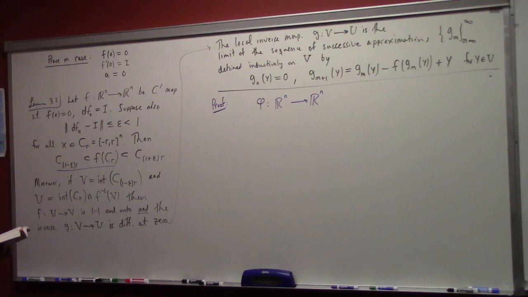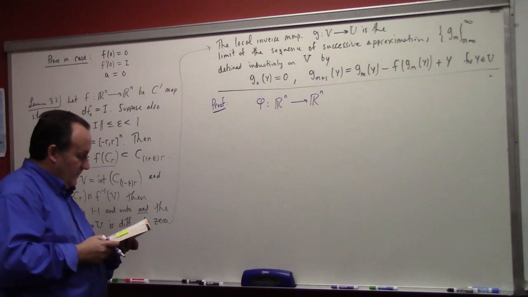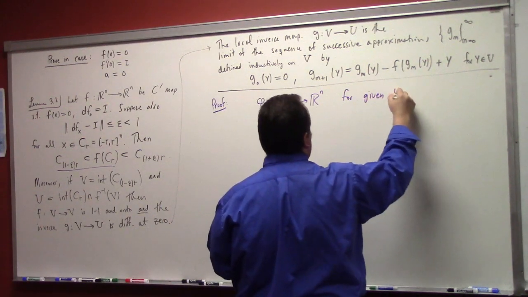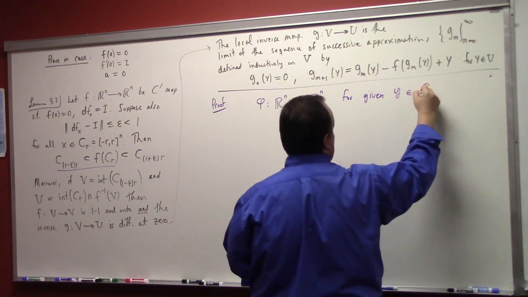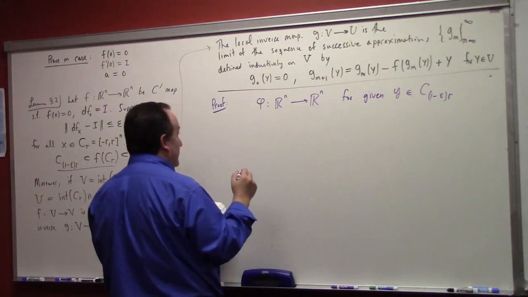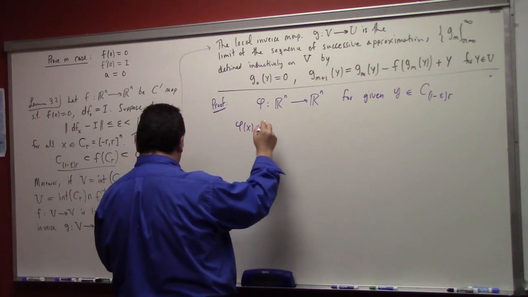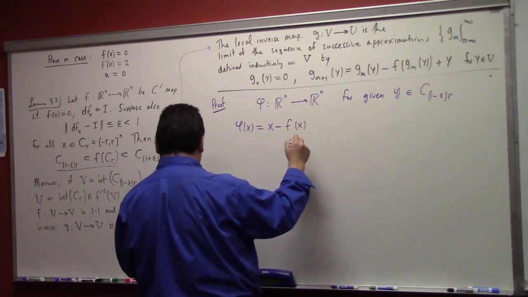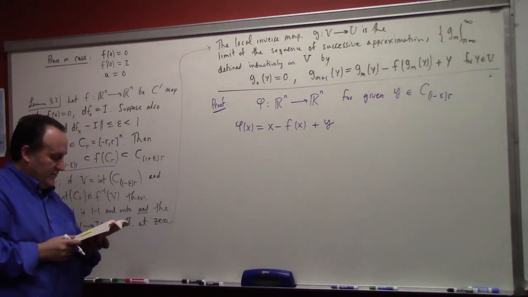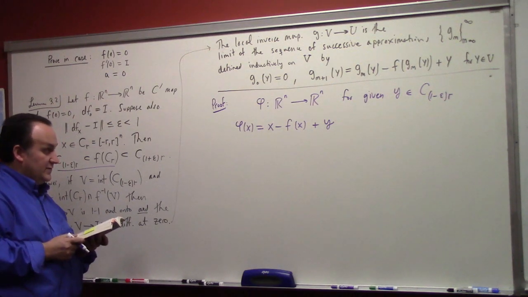So he defines phi, for given y in this 1 minus epsilon R cube. He defines an alleged contraction mapping, and here's what it is. Phi of x is equal to x minus f of x plus y. He says we want to show that phi is a contraction mapping of the R cube, and its unique fixed point will then be the desired point x in CR such that f of x equals y.